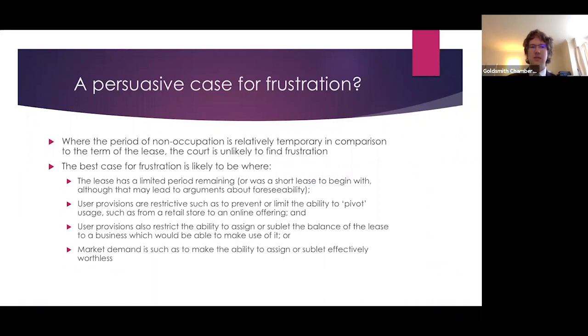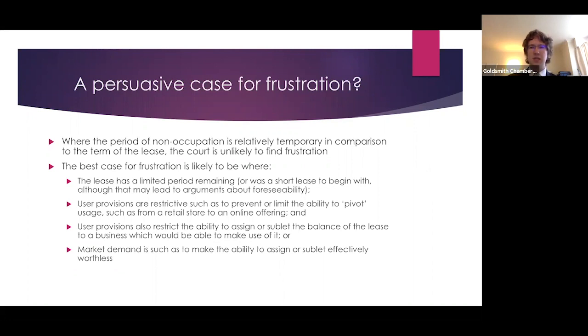So secondly then, where user provisions are restrictive, such as to prevent or limit the ability to pivot usage, you're more likely to have frustration found. As I was saying earlier, if you've got very restrictive usage provisions within your lease, then your ability to shift to using it as a delivery location for an online offering or something like that, that restriction means you're more likely to be able to argue that you can't take any value out of your premises, and therefore more likely that frustration will be found.